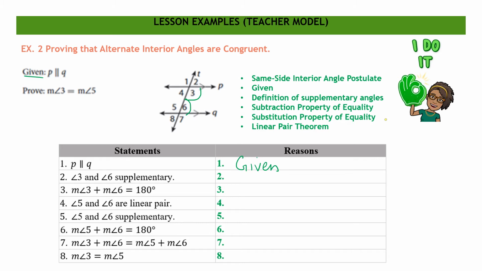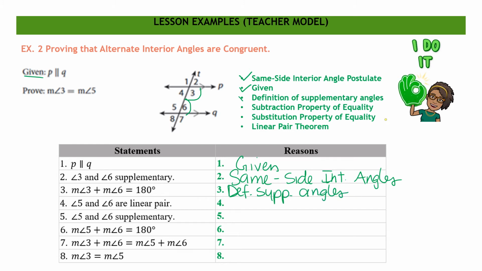If you notice, both of these angles are inside of the parallel lines, and they are on the same side. So the reason would be same side interior angles. So I've already used the given, and I've already used same side interior angle postulate. Number 3 states that we have the measure of angle 3 plus the measure of angle 6 equals 180 degrees. Well, if two angles equal 180 degrees, the sum equals 180 degrees, that tells me that is the definition of supplementary angles.